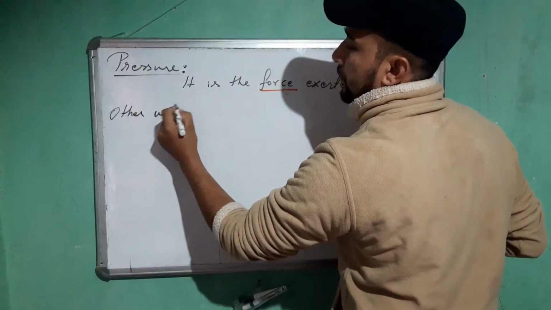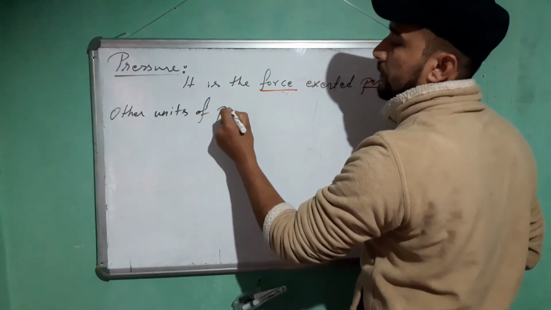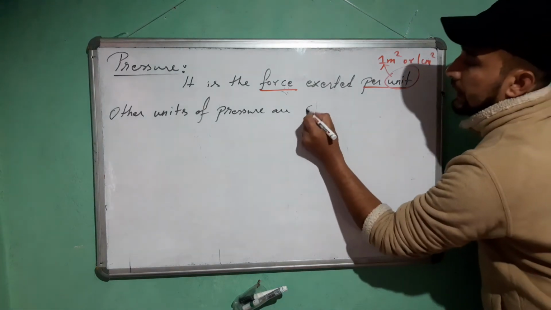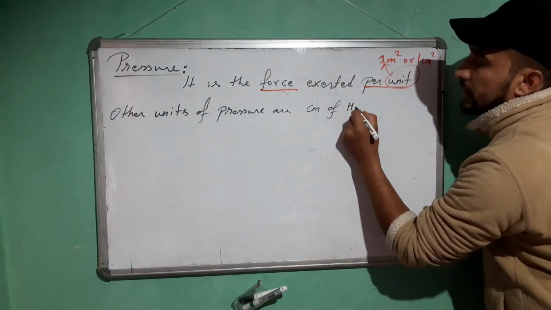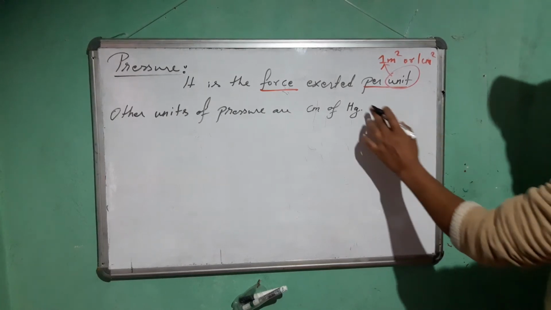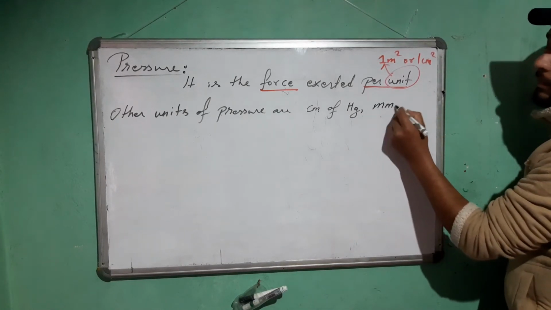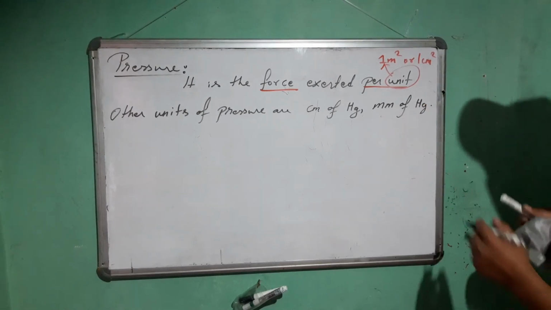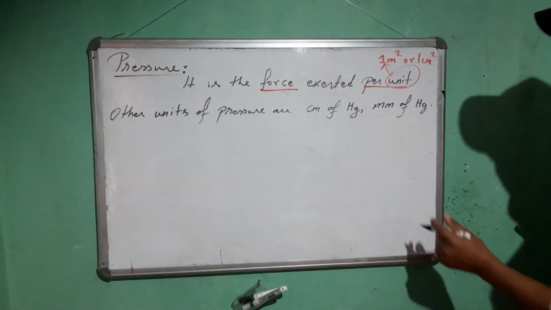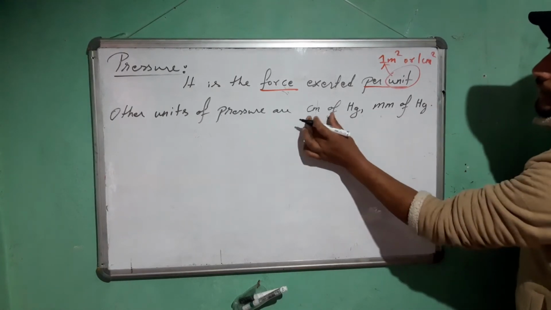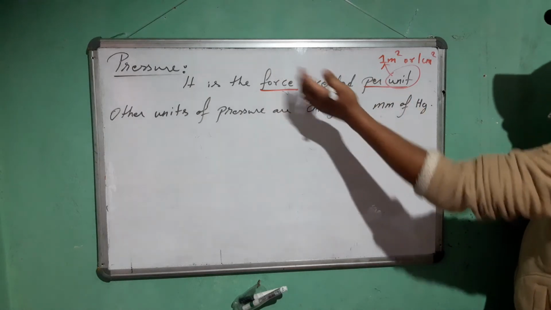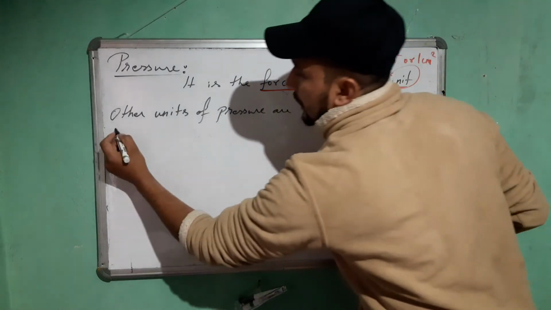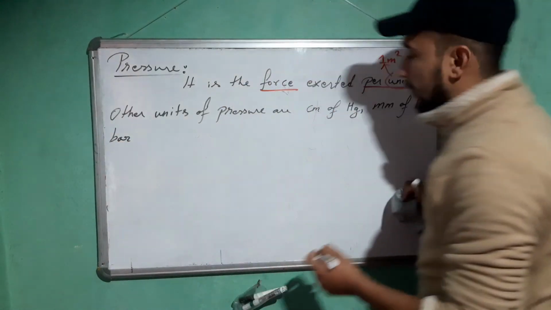Other units of pressure are centimeter of Hg. Hg means mercury, centimeter of mercury, millimeter of mercury. Hg is from hydrargyrum, the Latin name of mercury. So centimeter of Hg is also a unit of pressure. Millimeter of Hg is also a unit of pressure. Bar is also a unit of pressure.